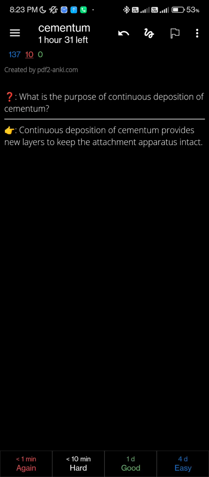What is the purpose of continuous deposition of cementum? Continuous deposition of cementum is actually required for maintaining the integrity of the attachment apparatus, to keep the attachment apparatus intact.